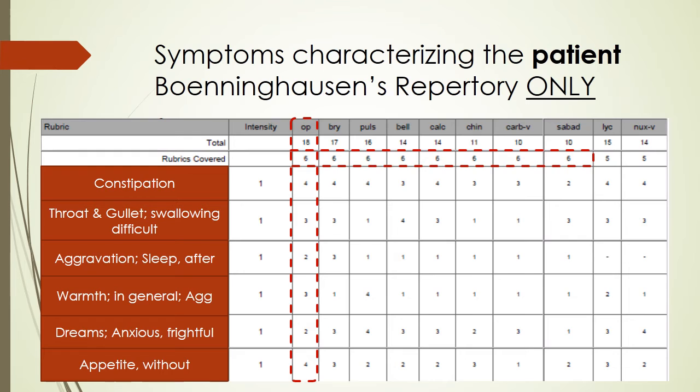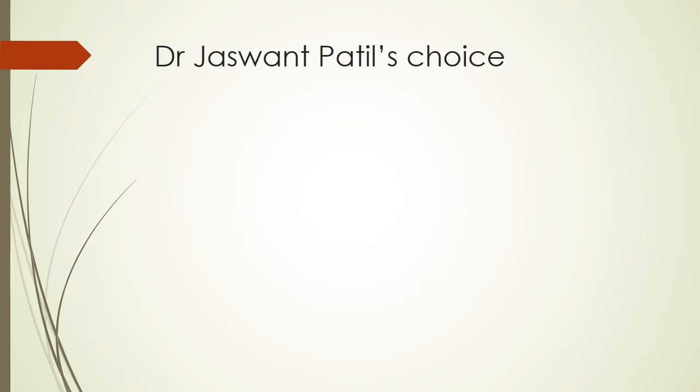Opium is relatively a much smaller remedy than bryonia and pulsatilla, or even belladonna and calcarea, which follow in positions 3 and 4. How come this remedy has shown up so characteristically, leaving all the other polycrests behind? So let us see what was Dr. Jaswant Patil's choice.